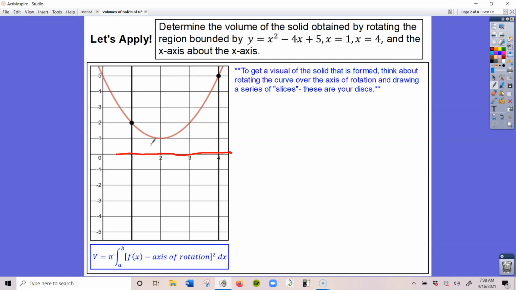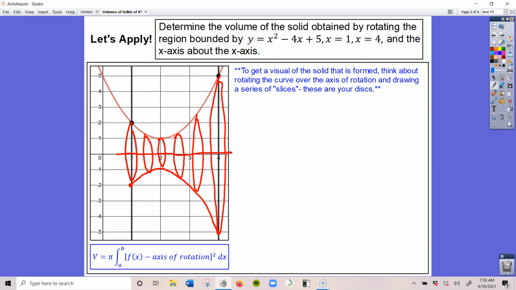So that means that when I rotate it, so you can get a visual, what I do is I reflect these points over to the other side of the axis of rotation. And it would look something like this. And then to get a 3D figure, what I do is I just start drawing out these discs. So this is my solid.